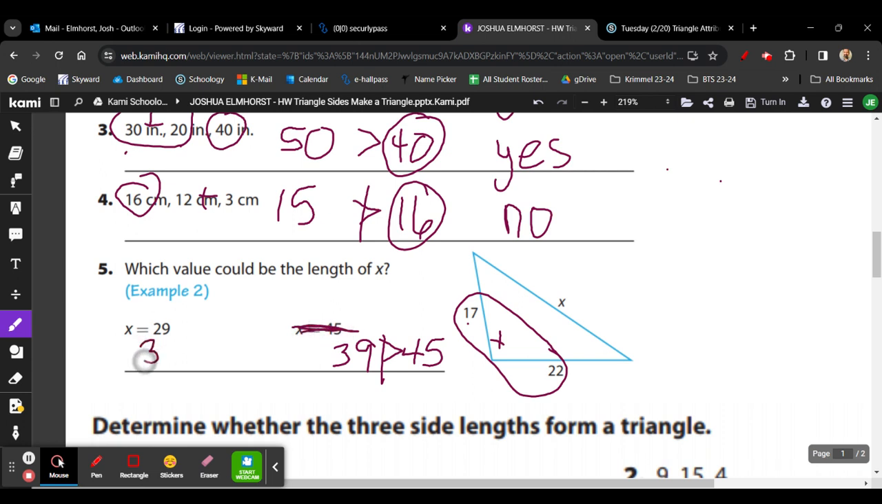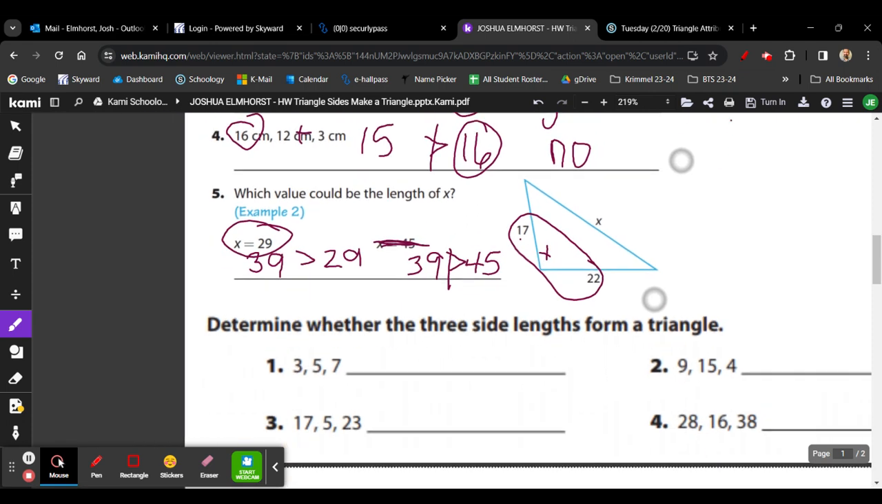So then we have 39 being compared to 29. If these are the two shorter sides, does 39 in total length make a triangle with 29? Yes. So this one would be a good side length.